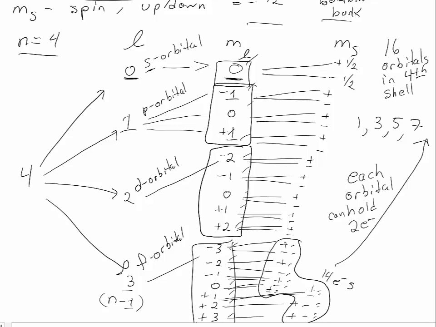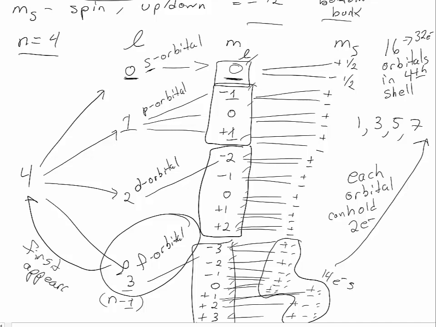So how many electrons total would it take to completely fill the fourth shell? It would take 32 electrons to fill in all of those orbitals, since each orbital can hold 2 electrons. Remember, make sure you realize that f orbitals cannot appear until the fourth shell. So the fourth shell has the first appearance of f orbitals.